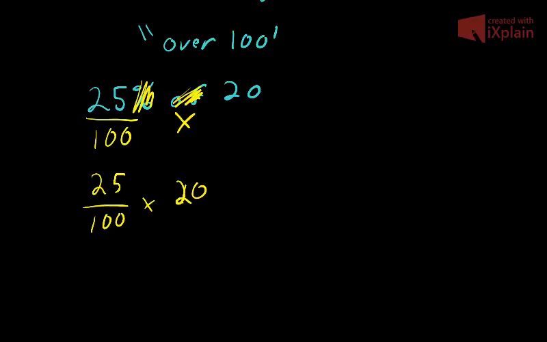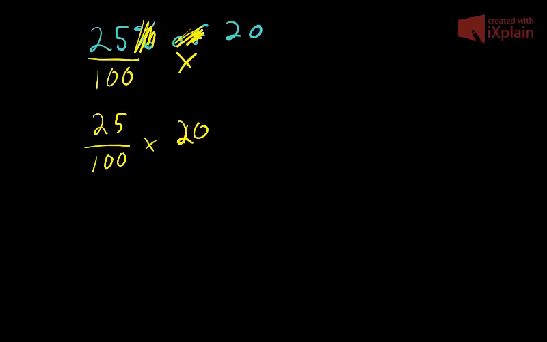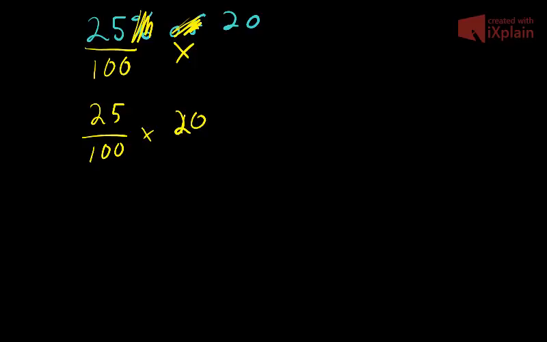We can simplify 25 over 100, either using a factor tree or any other way you like to simplify fractions. If we simplify that, we get that 25 over 100 is 1 over 4. For multiplying fractions, we need to turn 20 into a fraction. We know that 20 is the same as 20 divided by 1, so that's what we're going to put here.